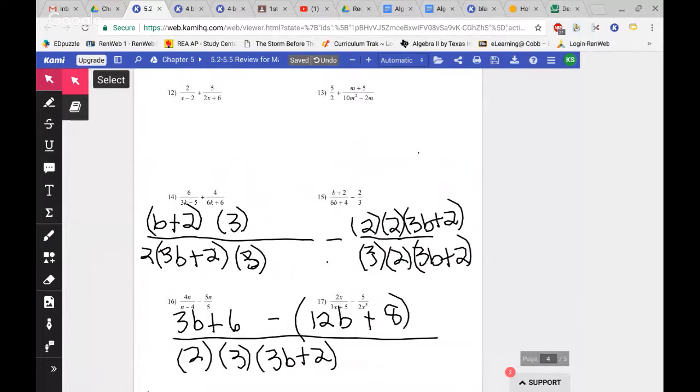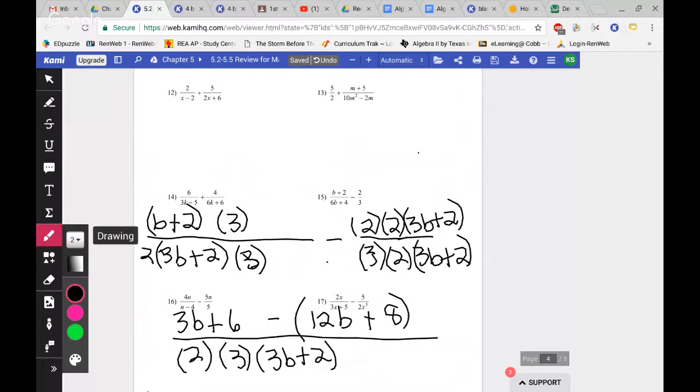3b plus 6. And then this negative, just like Miss Stone was talking about, one of the reasons we wanted to make sure we did a subtraction one with you. This negative, it's like multiplying this by a -1. So it has to be distributed here and here as well. So you technically have 3b minus 12b plus 6 minus 8 for your numerator.